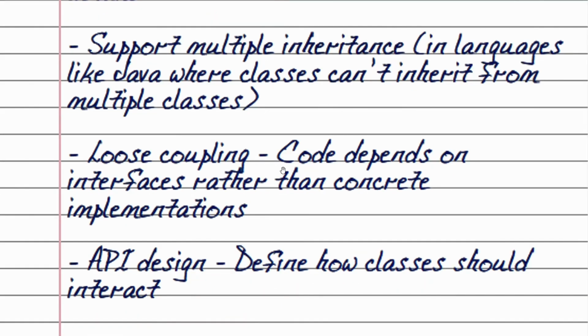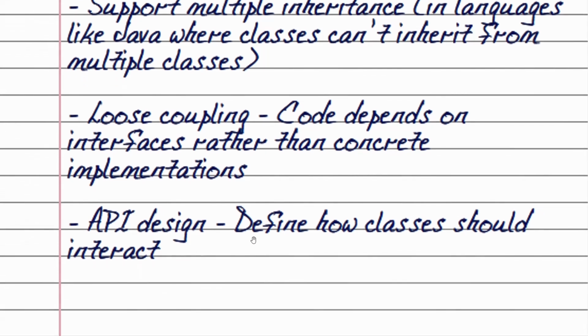Next is loose coupling. Code depends on interfaces rather than the concrete implementation. So the code depends on the interface rather than a concrete implementation. Next is API design: how the classes should interact with each other. For that we use the interface.